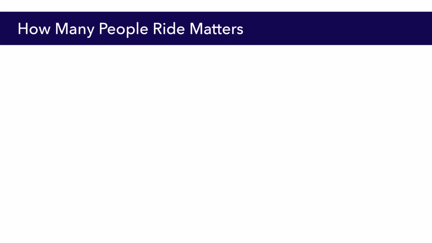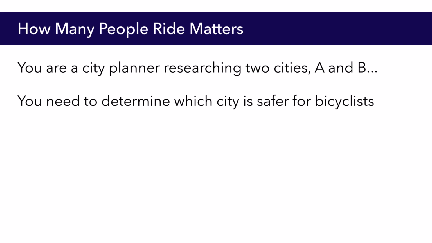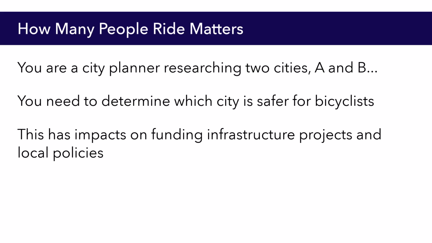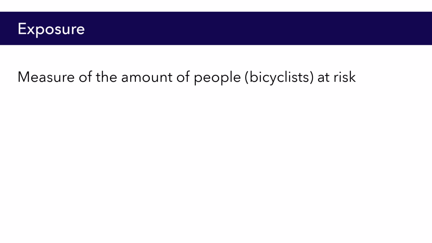Now, one of the things that's really hard is if you are a city planner, you might be trying to decide between two locations or even two different cities or two different towns, and you might need to make some decisions about which locations are safer and which ones are more dangerous in order to figure out how to invest in infrastructure or policies that are going to make things better for more people. So I just want to take a minute to think about exposure and how exposure matters. Exposure is the measure of the number of people or the amount of risk associated with bicycling in a city.